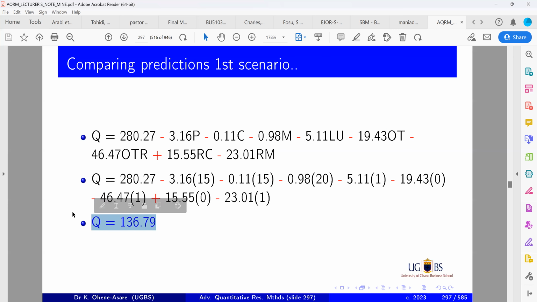Once you get this value, it will tell you that this is the predicted quantity demanded. This is how much quantity will be demanded if all these are at play. Okay, so that is the first scenario. Let's look at the second scenario.